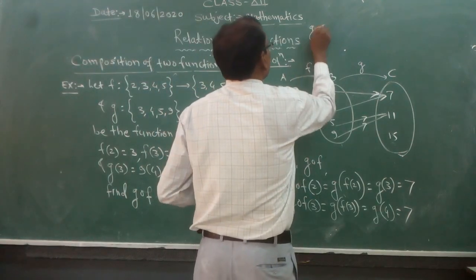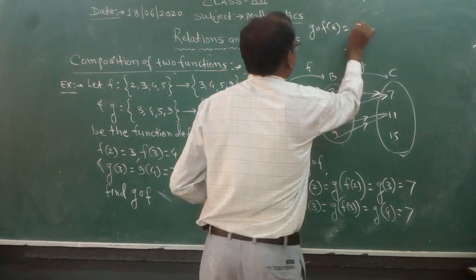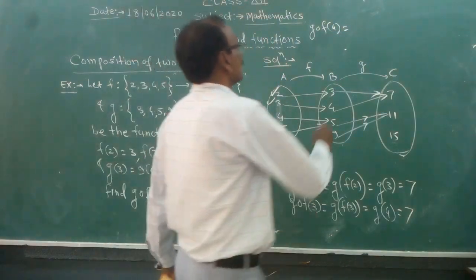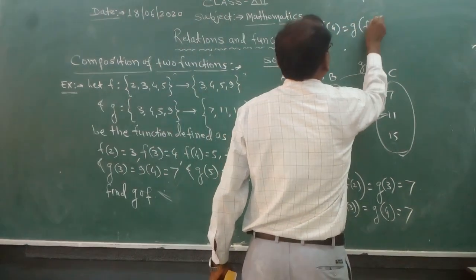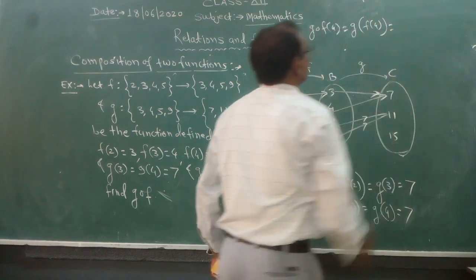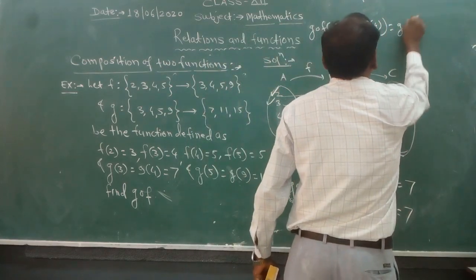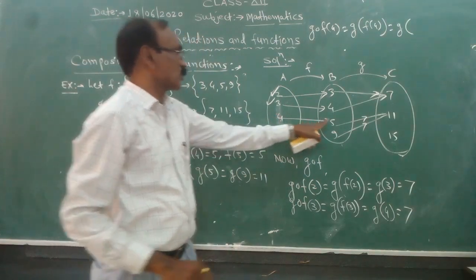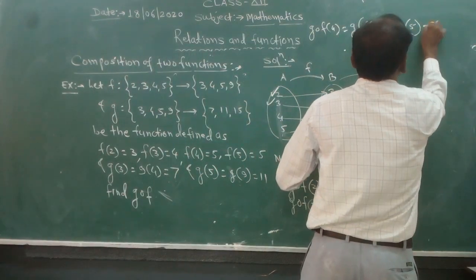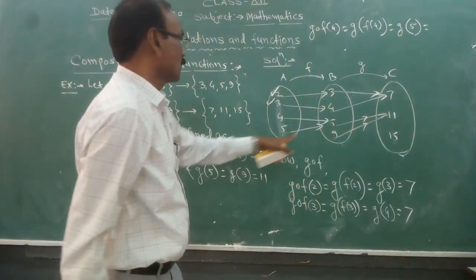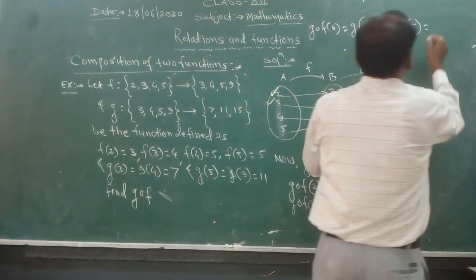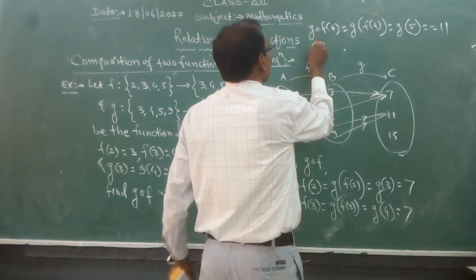G circle f of 4. So g of f of 4, that is g of what is f of 4? f of 4 is 5. What is g of 5? 5 is related with 11. So that is the last one.